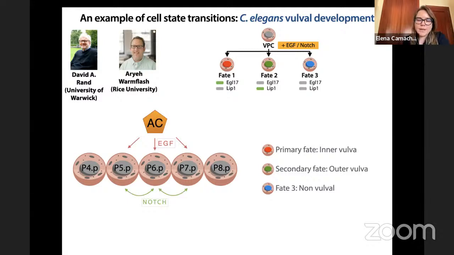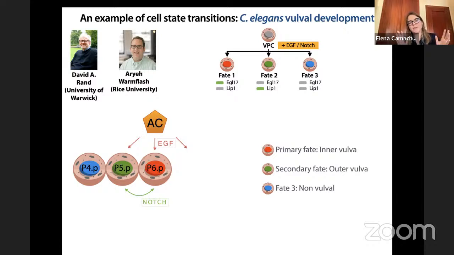And so in the wild type case, which is the worm that we find in nature, P6.p will become primary fate, then P5.p and P7.p will become secondary fate, and the ones that are farther will become fate 3 or non-vulva. And as you can see, the process is normally symmetric around the anchor cell.